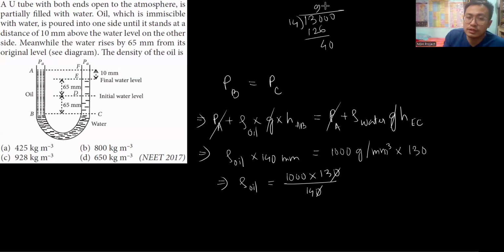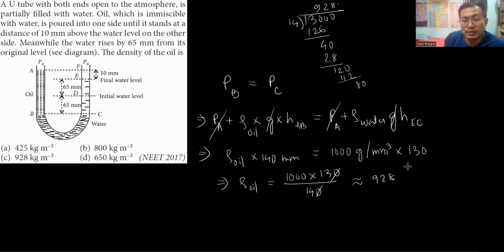4, 3, 2, so 28. 28, 40, 28. Then 8 times 14, 8 times 4 is 32, 8, 9, 10, 11, 12. So it is 9 to 8 point something like that. So this has to be approximately equal to 9 to 8.